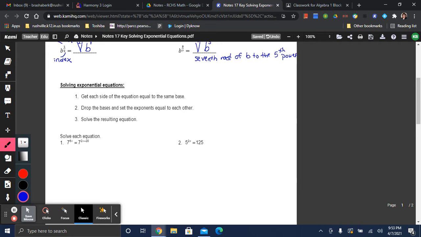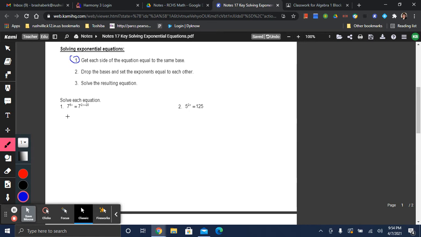So the big thing about exponential equations is that you get each side of the equation equal to the same base, and then you'll drop the bases and set the exponents equal to each other, and then solve the equation that results. So this first problem, we have 7 to the 6x equaling 7 to the 2x minus 20. So this base is 7 on each side. You can cancel those out and then just work with your exponents.